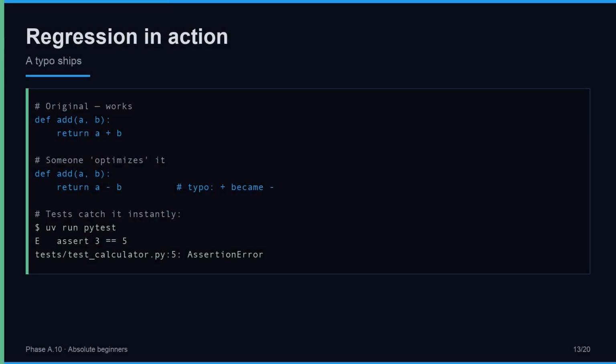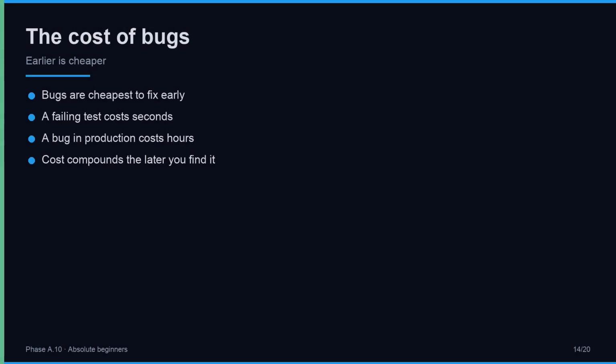Here is a regression in action. Someone refactors add and accidentally turns the plus into a minus. Maybe they were tired. Without tests, this ships, and users start getting wrong answers. With tests, the assertion fails immediately: expected 5, got 3. PyTest points you at the exact file and line. The bug never leaves your machine. That 5-line test just saved you a customer support ticket. A typo, caught.